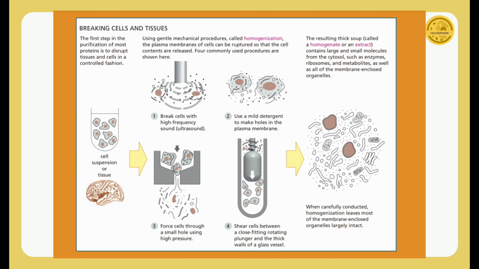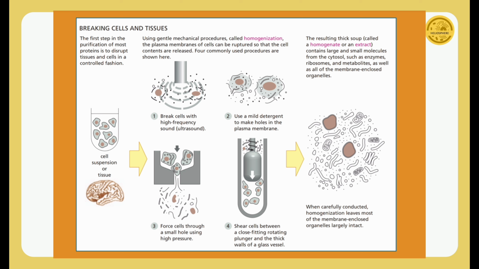The first step in protein purification is to disrupt tissues and cells in a controlled manner. This is typically achieved through a process known as homogenization. Using gentle mechanical processes or procedures, we can rupture the plasma membrane of cells, releasing their contents. There are several commonly used methods for homogenization.